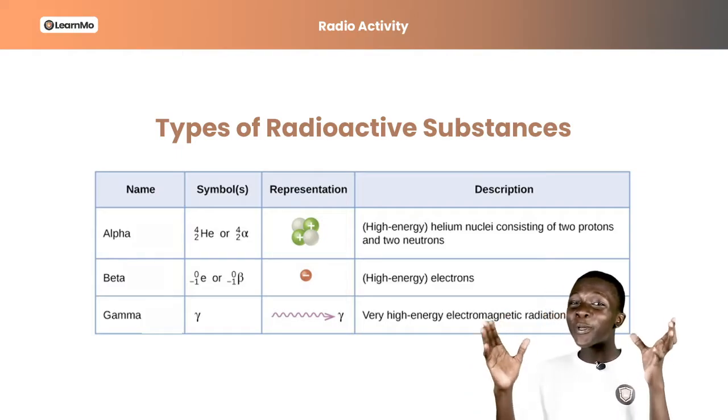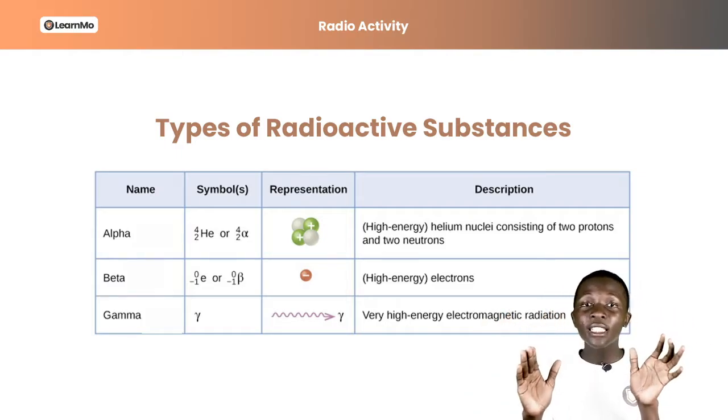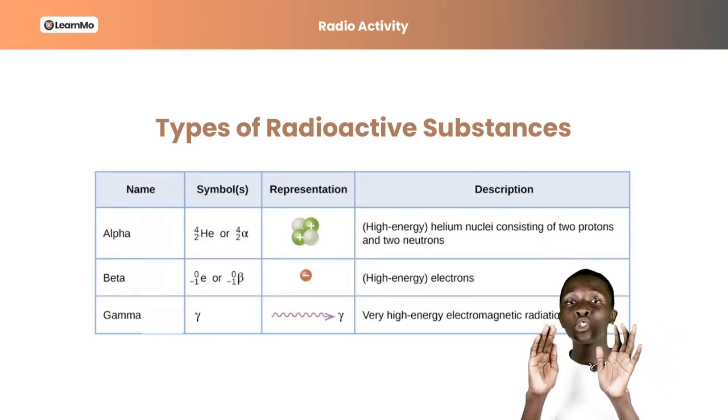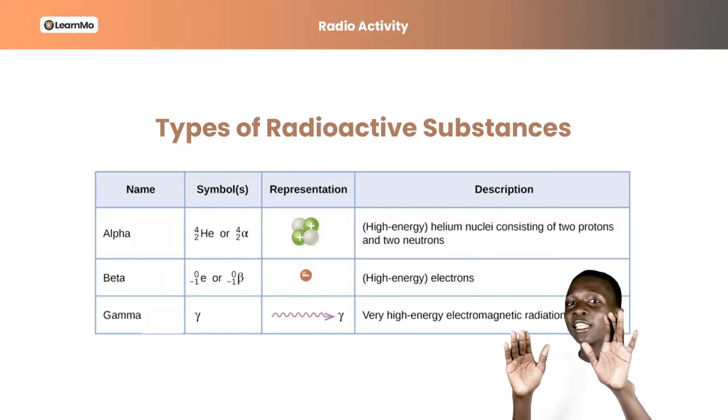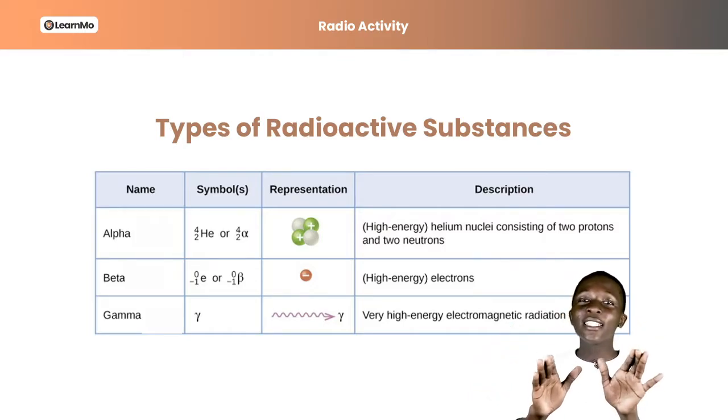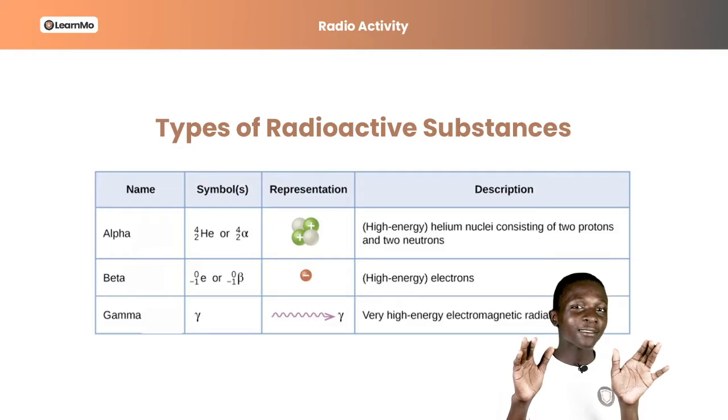Alpha particles carry a positive charge and are mostly referred to as a helium nucleus. This is so because they carry 2 protons and 2 neutrons. Let's talk about beta particles.